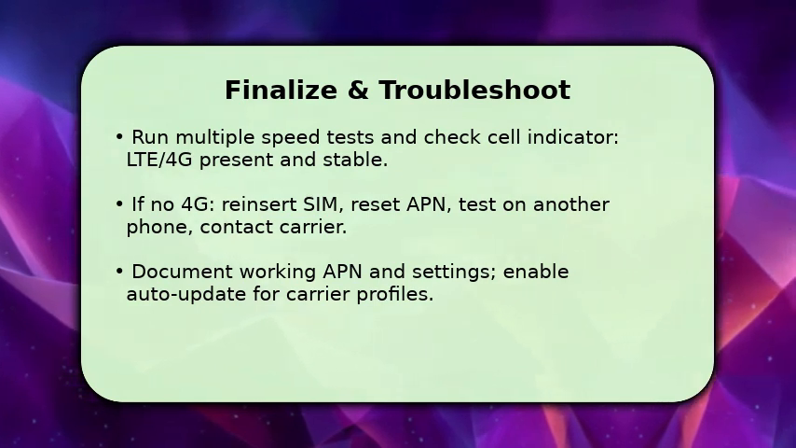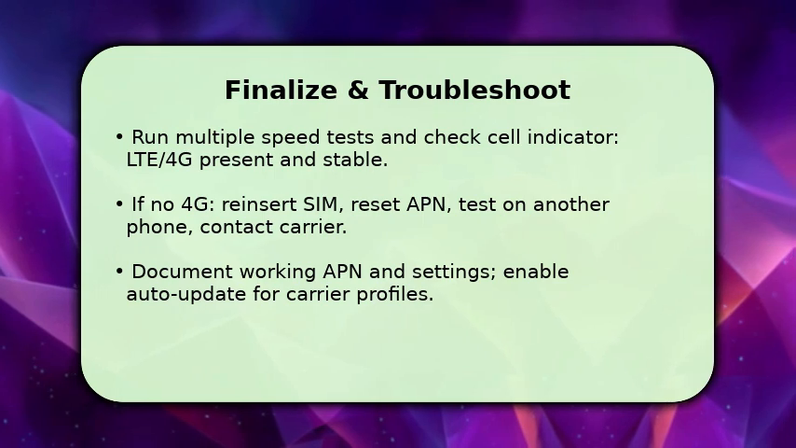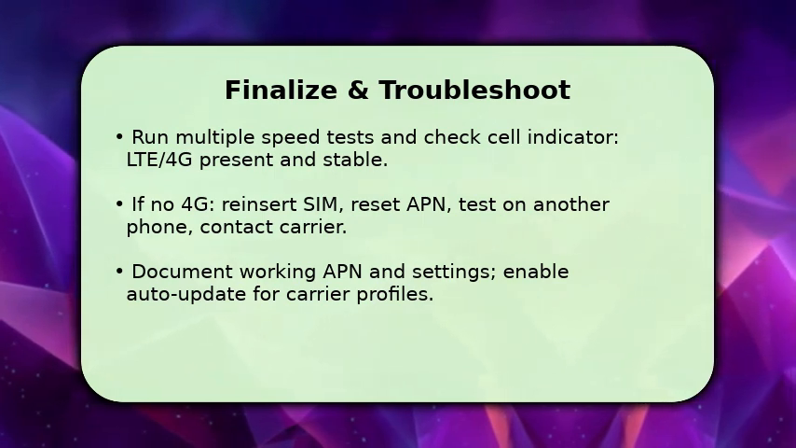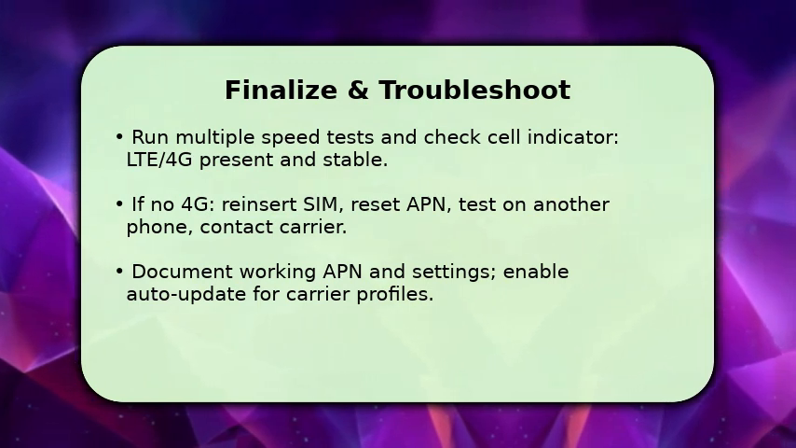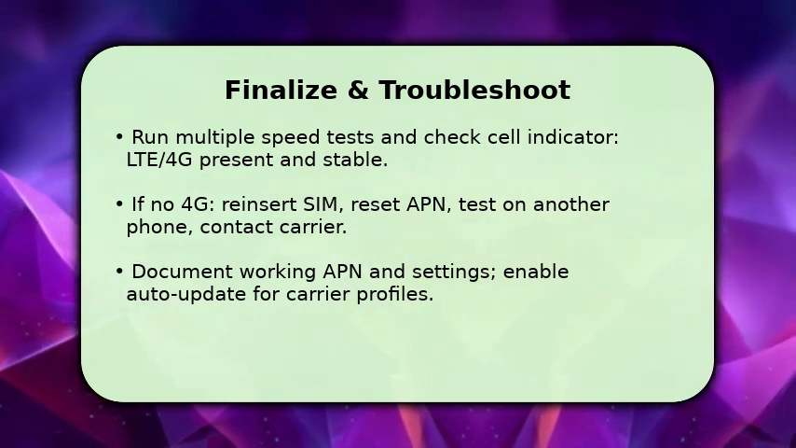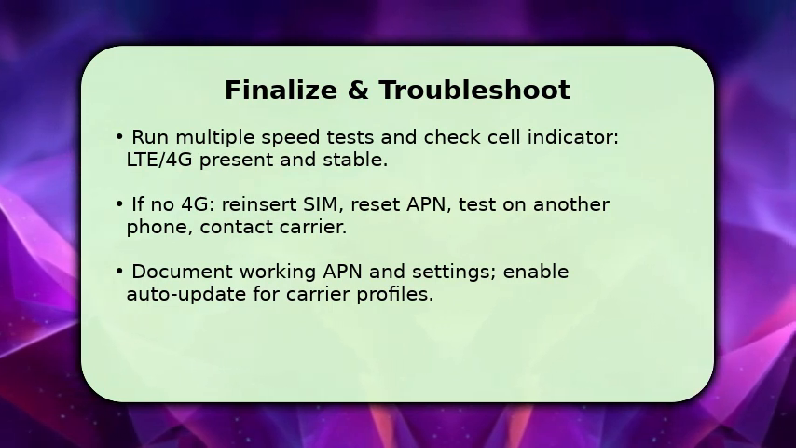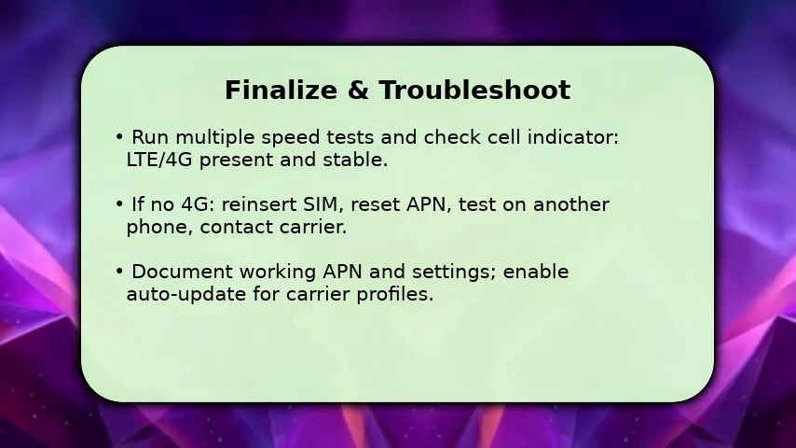Also try the SIM in a known working 4G phone to isolate hardware. If problems remain, contact carrier support with your SIM ID and device band capabilities. Keep a documented copy of the working APN and settings so you can restore them quickly.